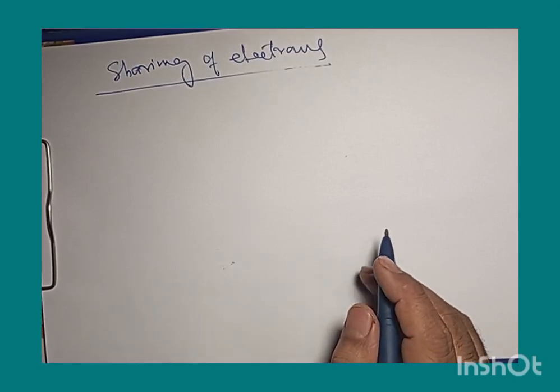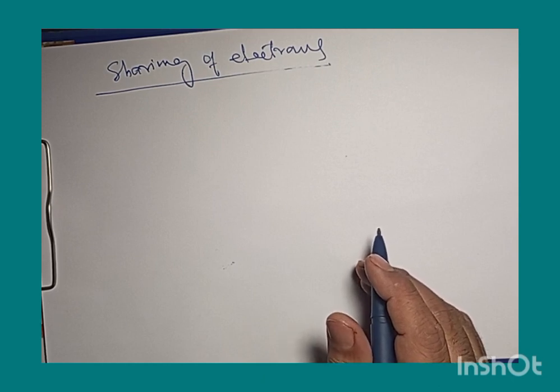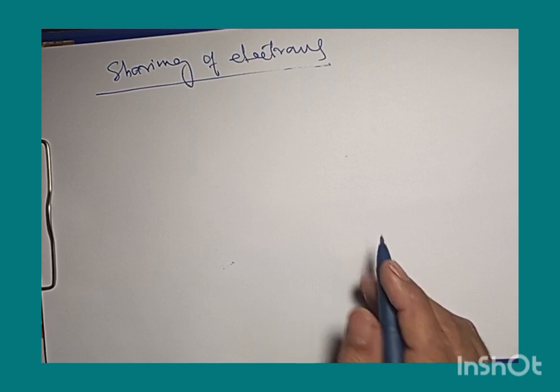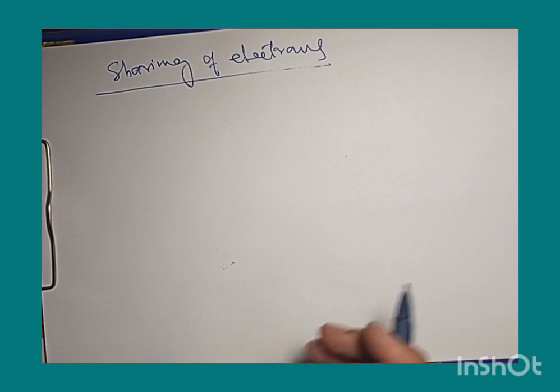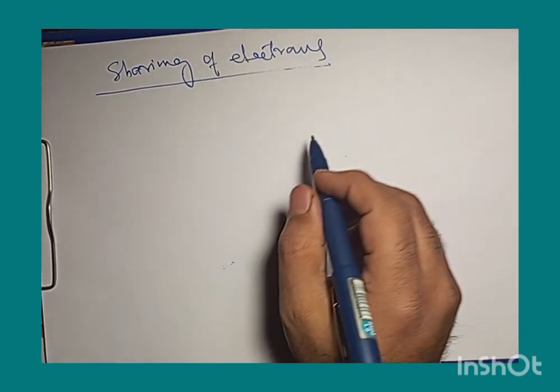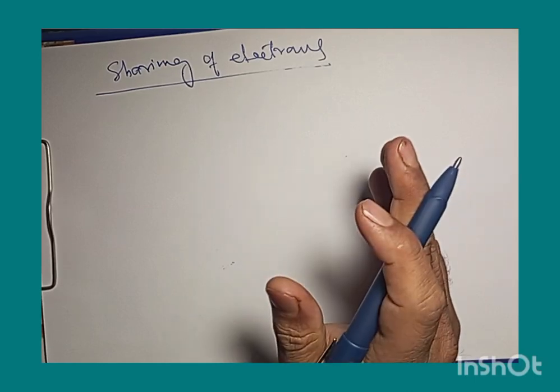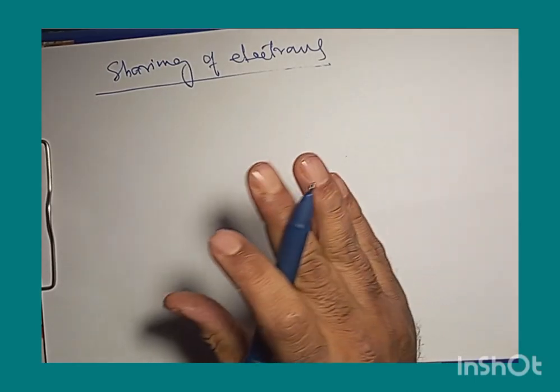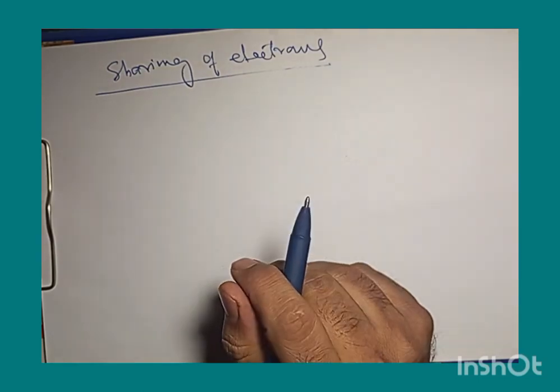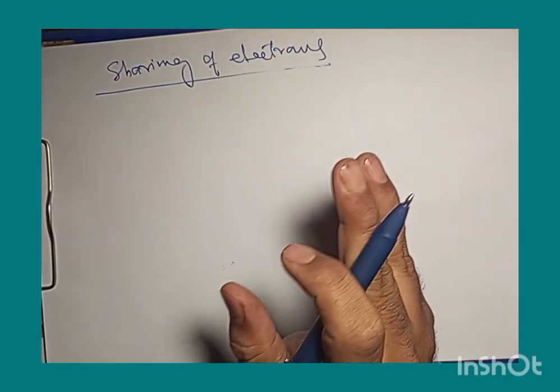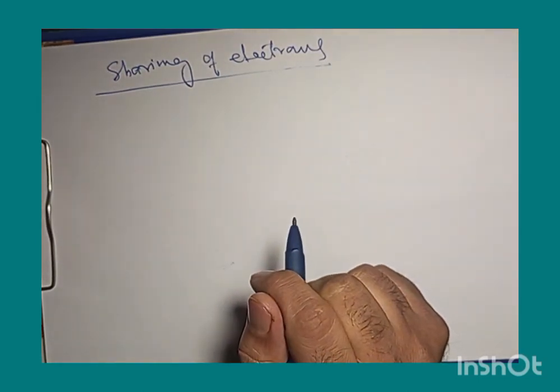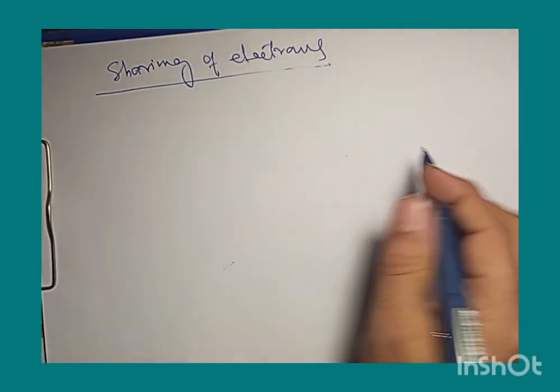Now, dear students, let's have a discussion on sharing of electrons and try to have some insight into the quantum mechanical view of having a covalent bond between two hydrogen atoms.